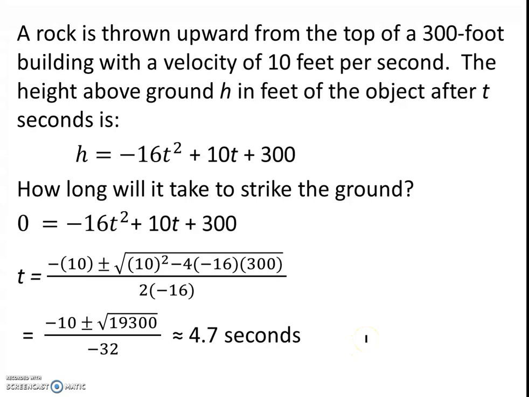Well, what is the height at the ground? It is 0. So we set h equal to 0 and go ahead and solve using our quadratic formula. We plug those in and we end up getting negative 10 plus or minus the square root of 19,300, all divided by negative 32. So when we do the math, we end up getting 4.7 seconds.